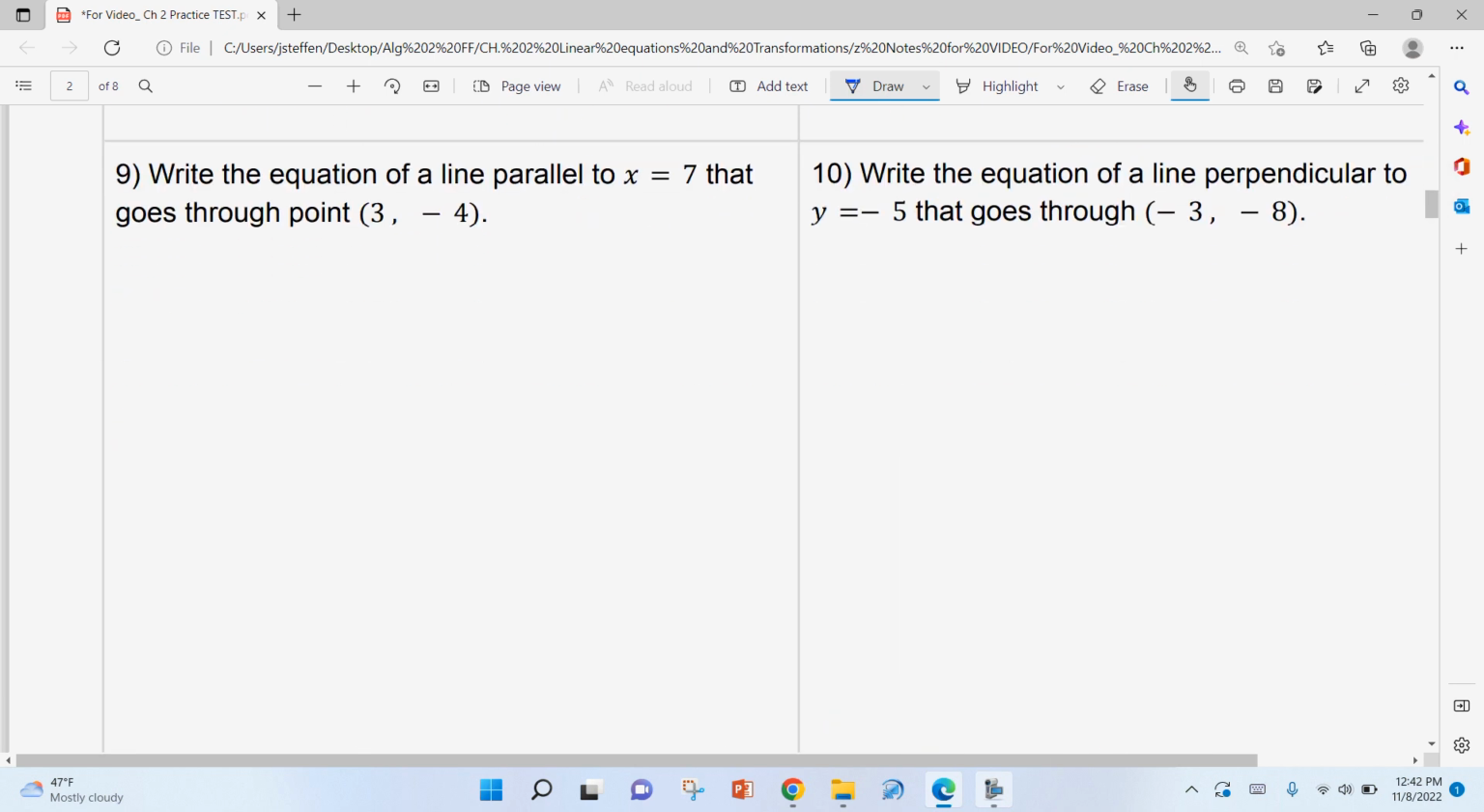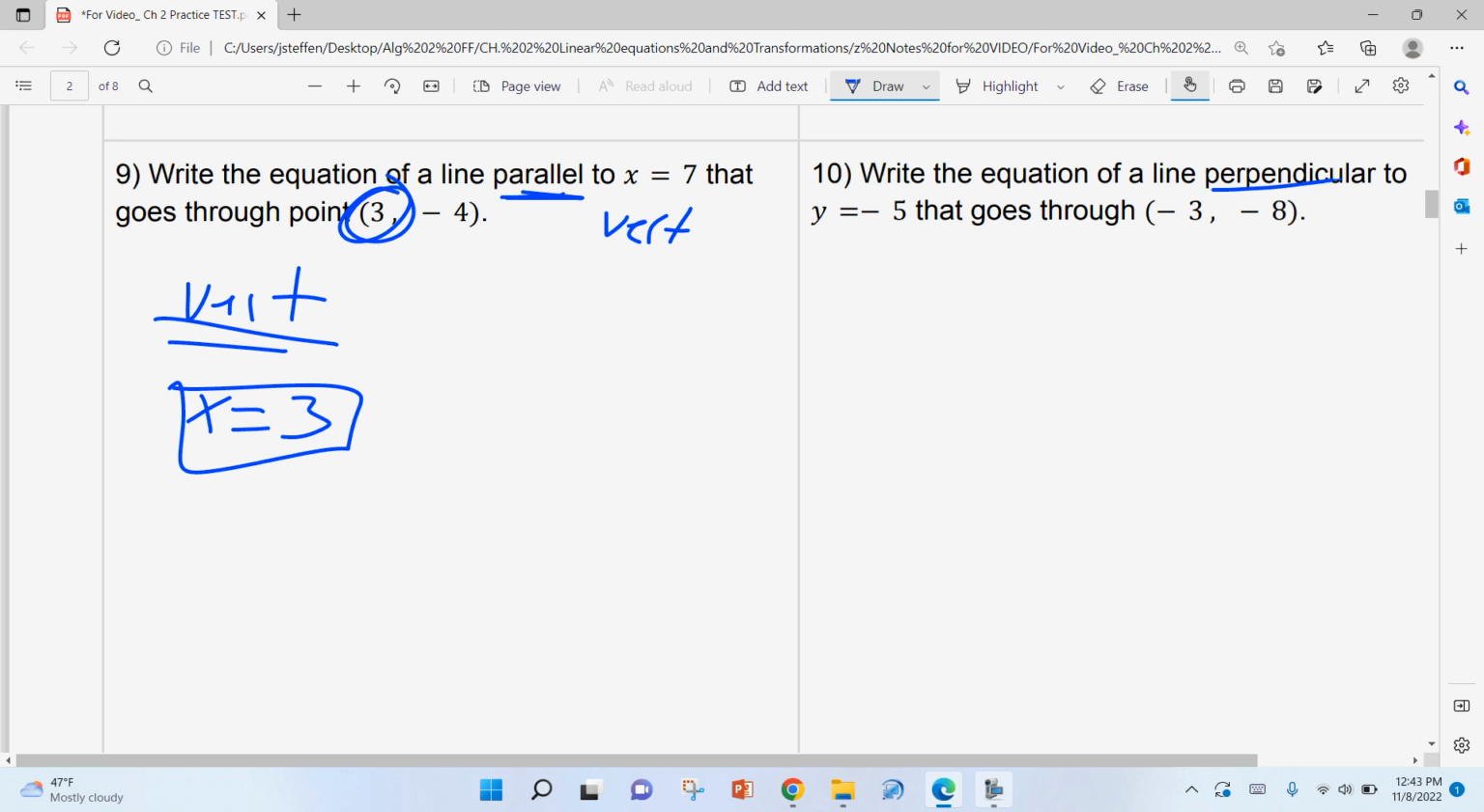Number 9, write the equation of a line that is parallel to x is equal to 7. So it's parallel to a vertical line. Well, if it's parallel to a vertical line, then that means the line I'm finding is also vertical. And I put this on my answer key, but if you're looking for parallel lines, vertical lines are always parallel to vertical lines, horizontal lines are always parallel to horizontal lines. So if I'm looking for a vertical line, just like the one we did, that's going to be x is equal to, and it's just going to be x is equal to that point.